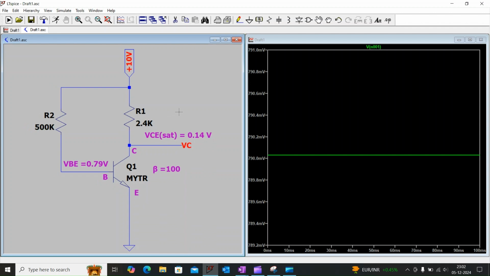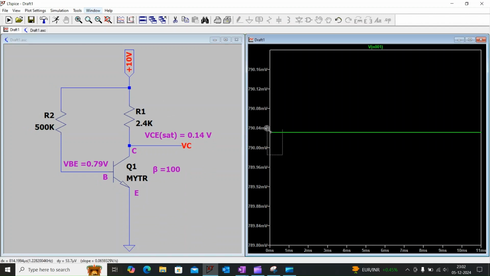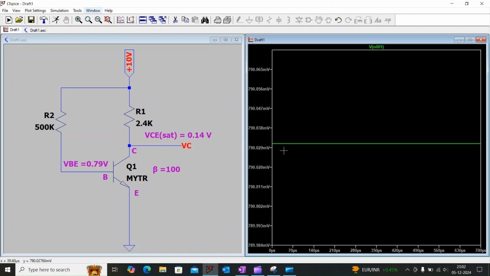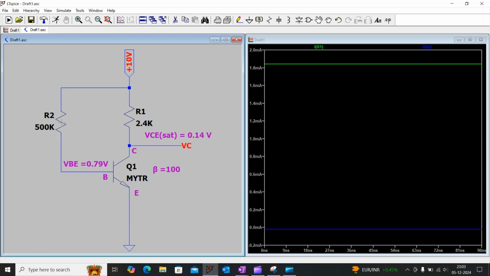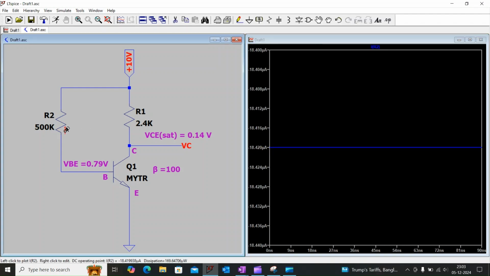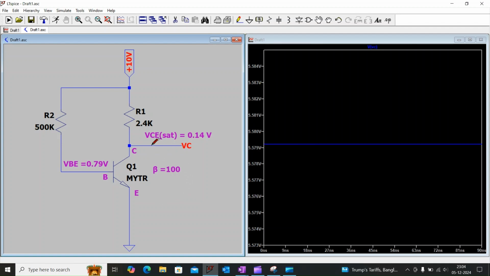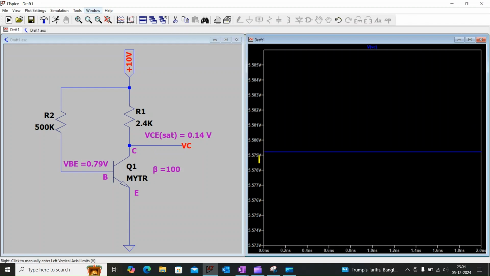Let us verify in the simulation. Base voltage will be 0.79 volt. Similarly, our base current will be 18.42 microamps and our collector current will be 1.84 milliamps, because here we have considered beta as 100, and our collector voltage will be 5.58 volt. By considering this simulation, we can conclude that this transistor is operating in the active region.